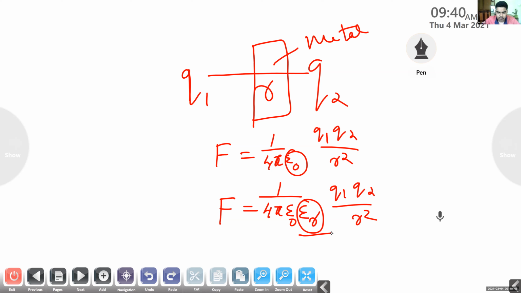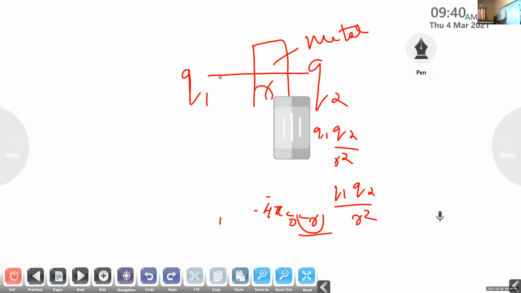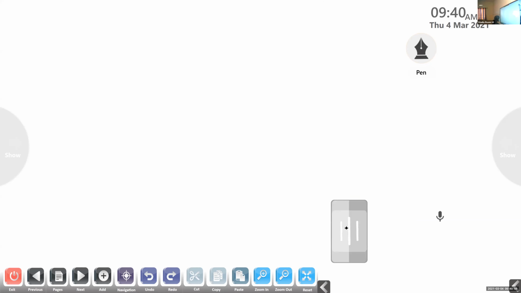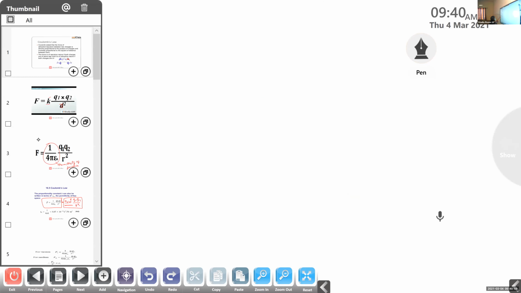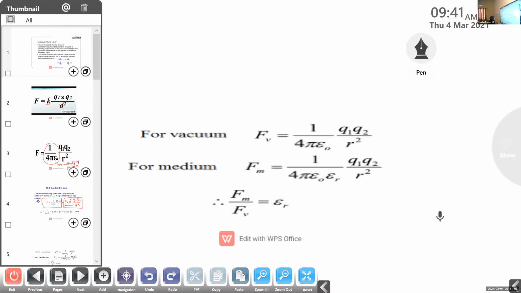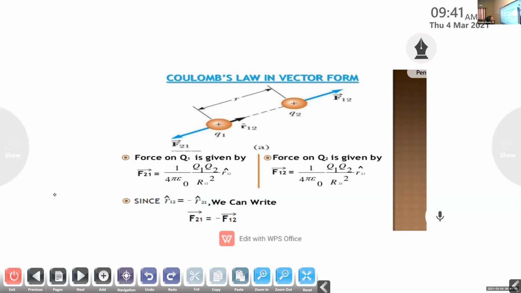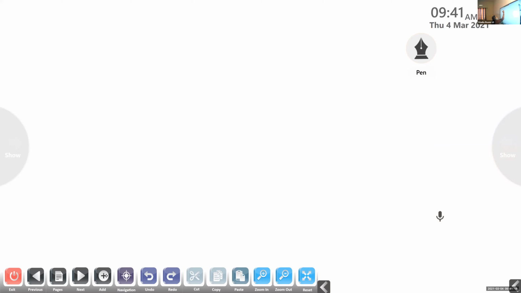Yes, ma'am. Okay, can we move to the next topic? Yes, ma'am. So this is about Coulomb's law. These two equations represent Coulomb's law. Now we are going to describe what happens if we describe Coulomb's law in vector form. So this is your next topic: Coulomb's law in vector form.